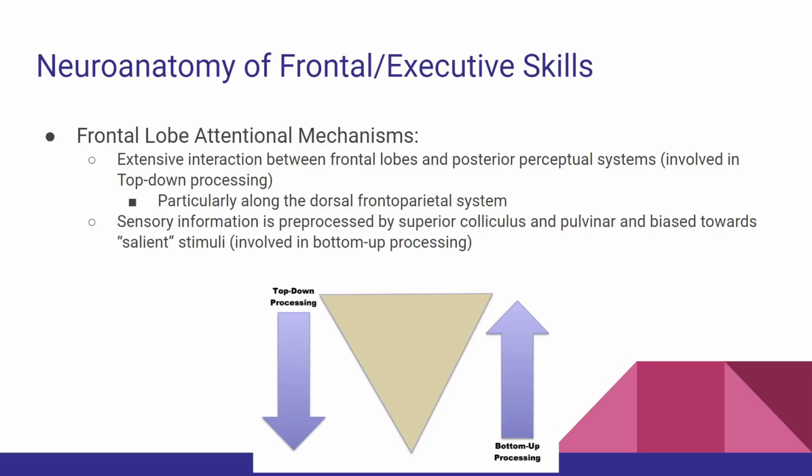There's also what's called bottom-up processing, which involves sensory information that's pre-processed by some of the lower brain areas like the superior colliculus and pulvinar, and that tends to be biased towards what's called salient stimuli. So sometimes there's stimuli that evoke such a strong reaction that it can pull our attentional system toward it. And complex attention throughout our day-to-day involves both some of these top-down processes where we're directing our attentional system to focus on this but not that, and some of these bottom-up influences where there's powerful stimuli in our environment that draw our attention so that we focus on it more.